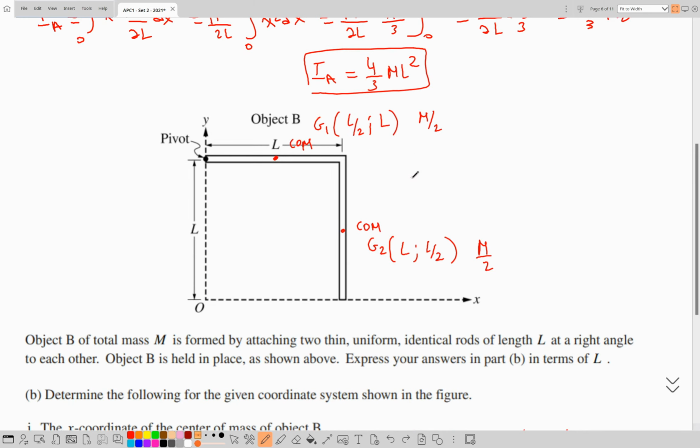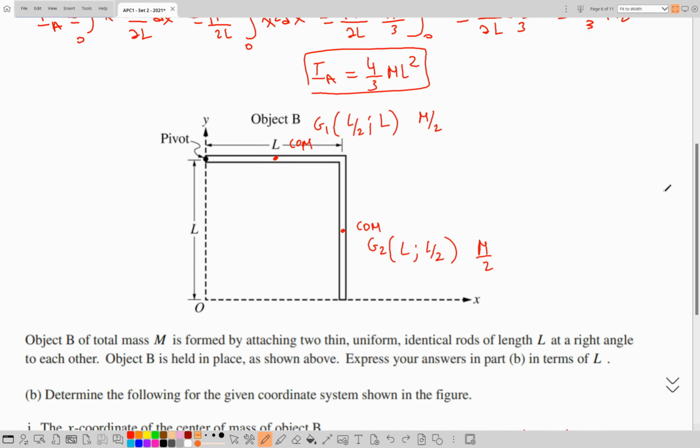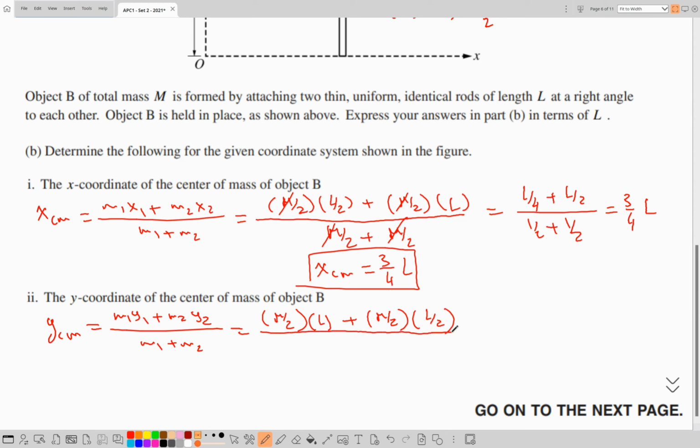Now as for the y, if you notice that due to the symmetry in the problem, we will just do swapping between L over 2 and L. So we can directly say that the vertical position of the center of mass for this object is given by m1 y1 plus m2 y2 divided by m1 plus m2, which is m over 2 multiplied by L plus m over 2 multiplied by L over 2 divided by the total mass, which is m over 2 plus m over 2, and we would get the same result, which is 3 over 4 L. Then the vertical position of the center of mass will be given by 3 over 4 L.